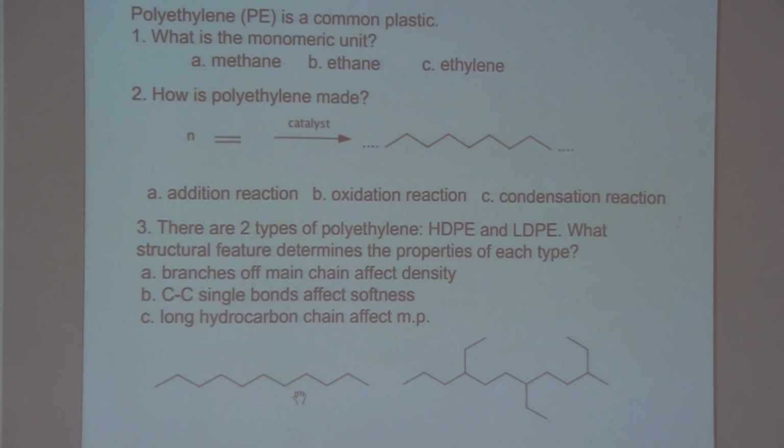So which one do you think is the high density polyethylene? The long chain. Yes, the long chain is the higher density. Yeah, so properties, this is harder, this will be softer, again because of the density. So really, A is the answer, branches off the main chain will affect the density of that substance. Okay, let's go on to the next slide.